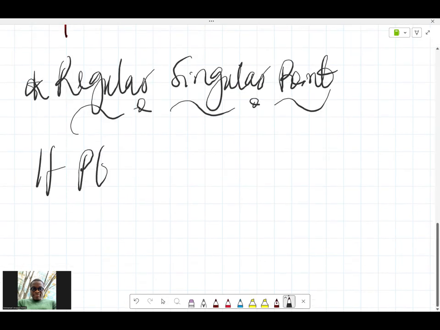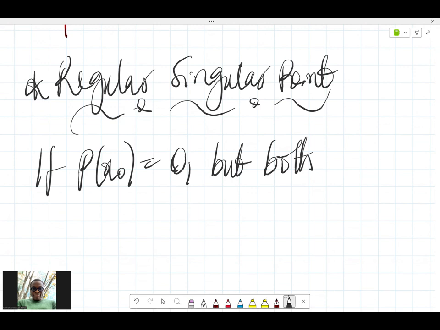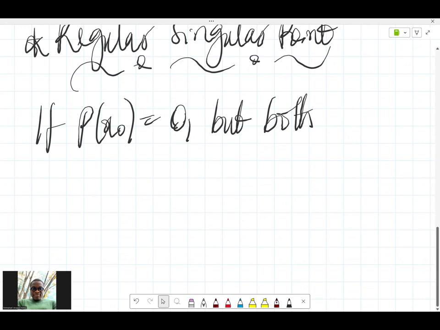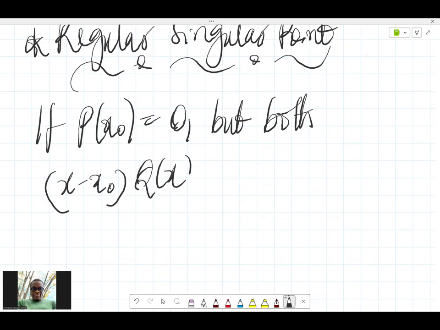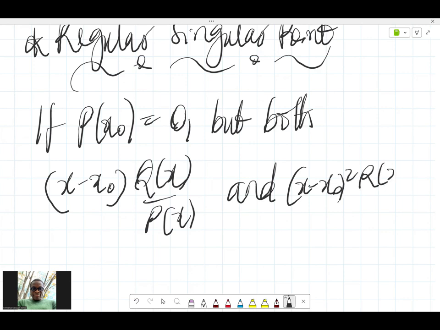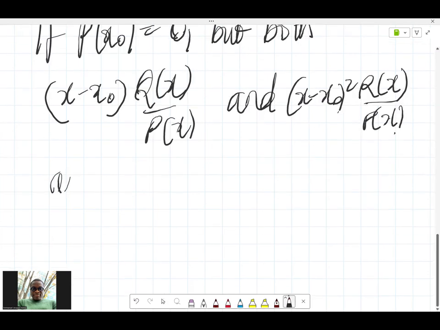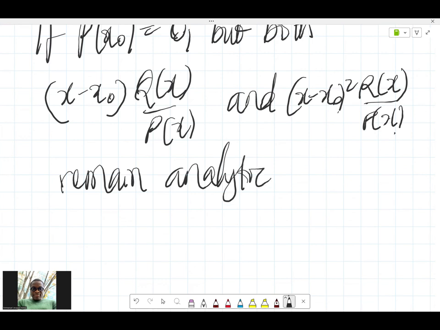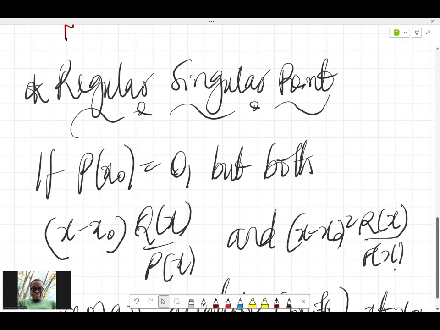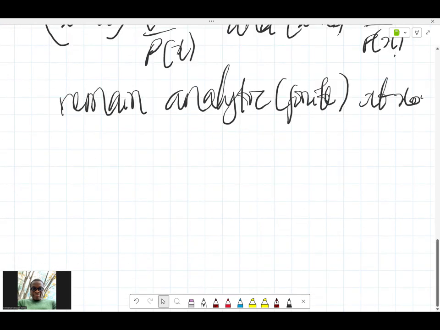If P of x naught is equal to 0, that's already a singular point, right? But in addition to that, once we have established that it's a singular point, both x minus x naught multiplied by Q of x over P of x, and x minus x naught squared R of x all over P of x remain analytic, or in another sense, we say they are both finite. They are defined at x naught. Then in that case, we say it is a regular singular point. And if this condition fails, then it is an irregular singular point.